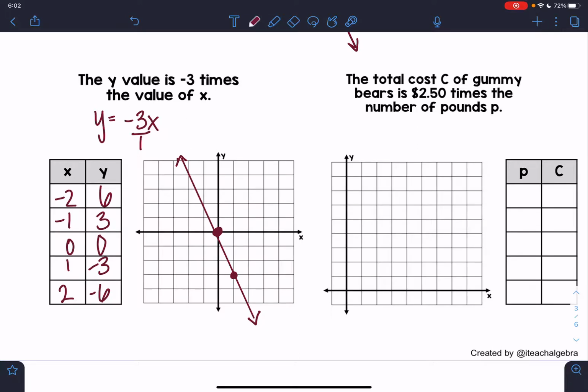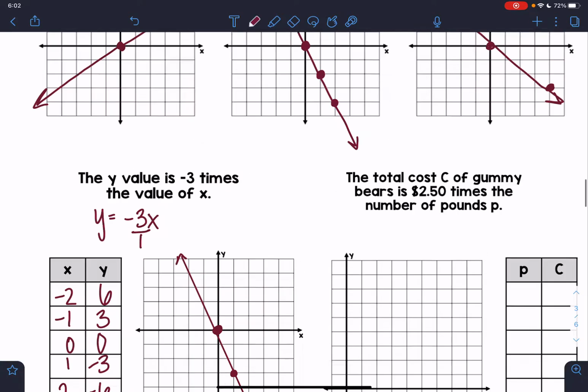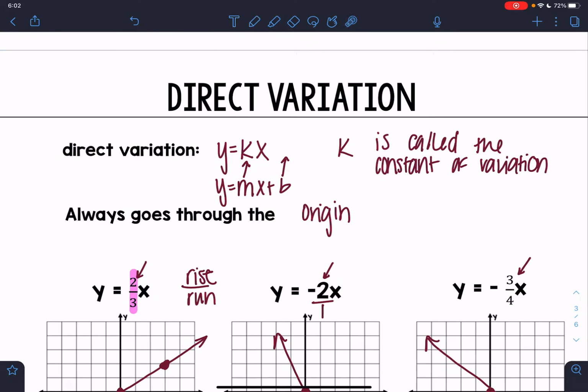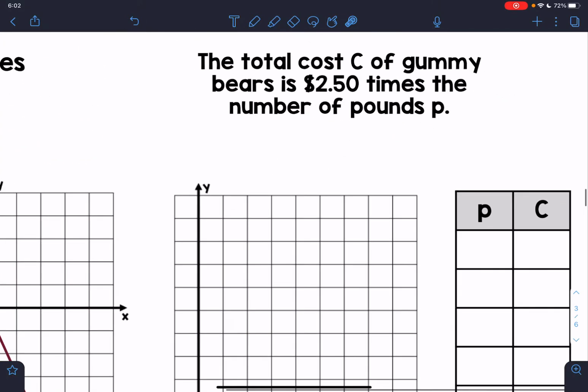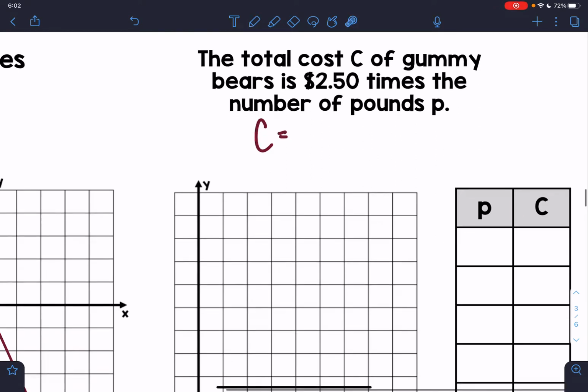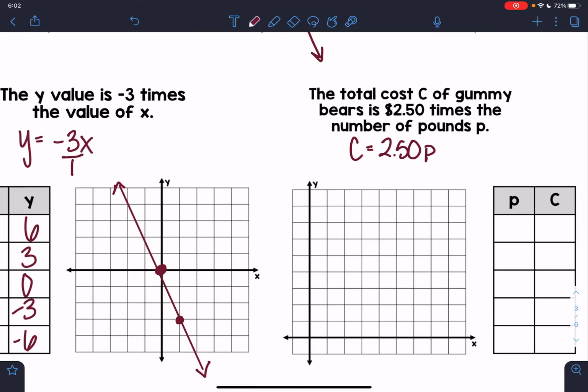So we haven't dealt with a type of problem like this yet, but in the form y equals mx plus b, or we're talking about a specific version of this, our direct variation y equals kx, again, where m is k, we're just switching out the variable here. We're going to set this up as C equals, and it wants us to use this variable instead of our x, okay? So it says the total cost C is our $2.50 times the pounds P. So I'm going to write C = 2.50P. That's how I can find my total cost.